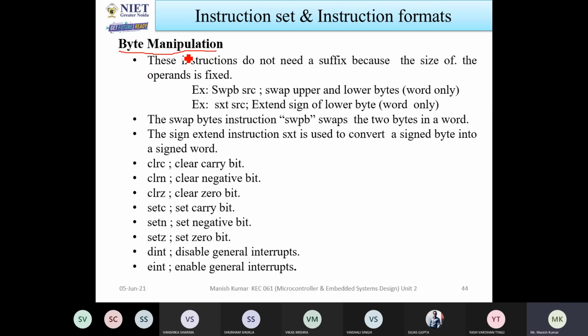In byte manipulation, you can interchange the bytes. Let us consider 16-bit numbers. A 16-bit number is 2 bytes, one called the higher byte and the other called the lower byte. If you want to exchange between the lower byte and higher byte, it comes under byte manipulation. So you can change the byte.